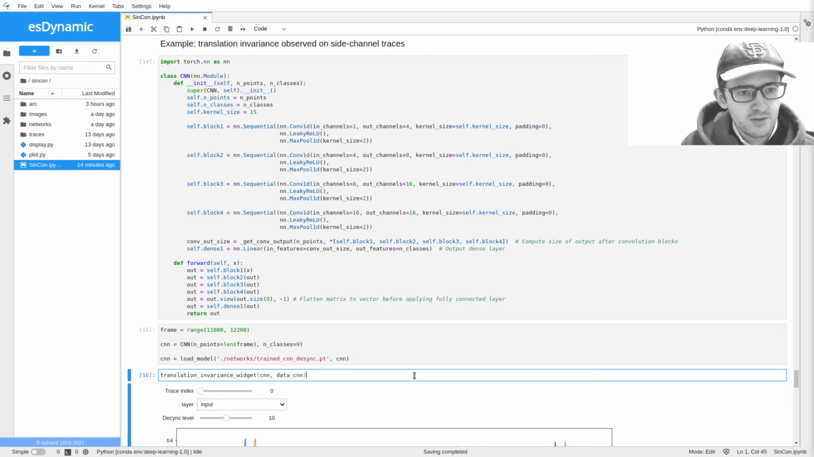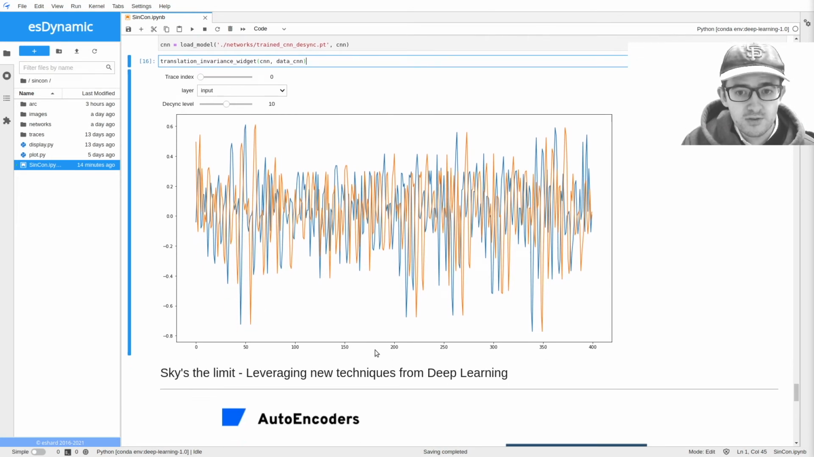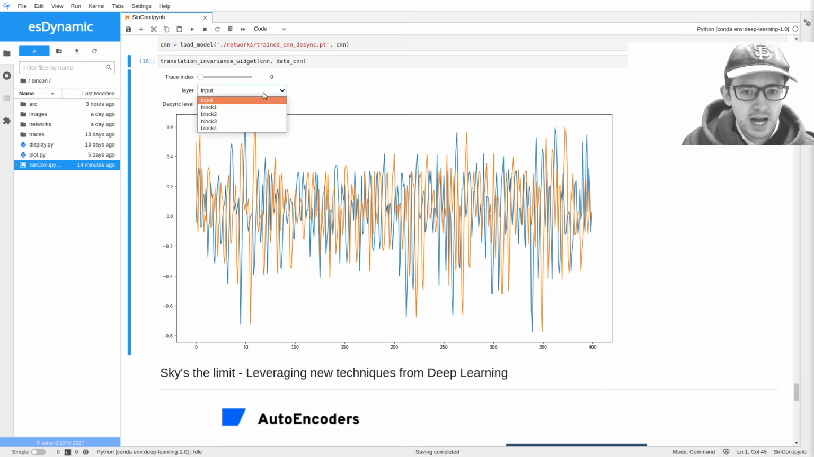Okay, so now let's observe this translation invariance property on a real example with side-channel traces. Here we have a convolutional neural network with 4 convolution blocks, and this network was trained on a desynchronized dataset. So we reload the parameters of this trained network, and below we have a small widget that we will use to observe the translation invariance of this network. With this widget, we are able to observe the features at the different layers of the CNN.